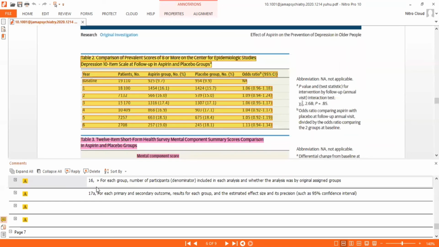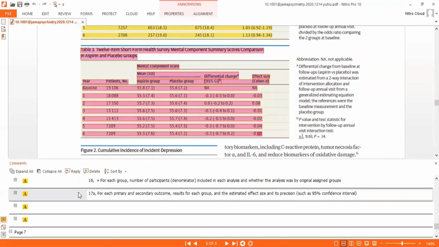Next, point 16. For each group, number of participants included in each analysis and whether the analysis was by original assigned group. The answer is in this table in yellow highlight with data. Next, point 17a, for each primary and secondary outcome, result for each group, and the estimated effect size and precision. The answer is in this table in pink highlight.